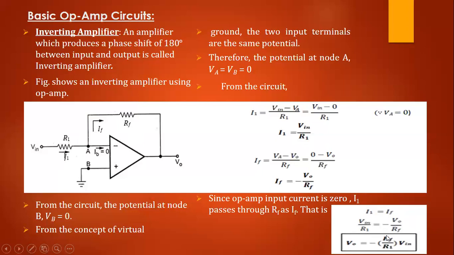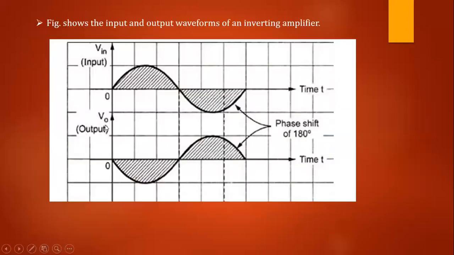So here the factor RF by R1 is the gain of the amplifier. Okay, so this is the relation between the input and output voltages. Now the figure shows the input and output waveforms of an inverting amplifier. See, there is a phase shift of 180 degrees between input and output. Okay, so this is about the inverting amplifier.